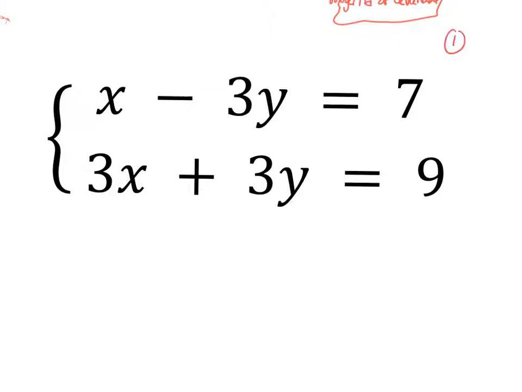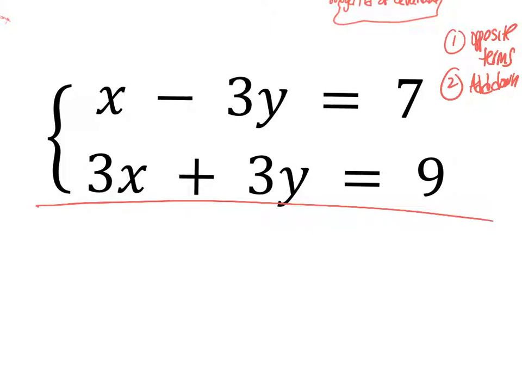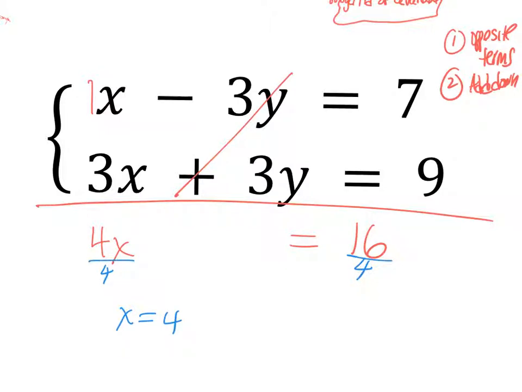Once you have opposite terms, you are going to add straight down. Literally, add the two equations. 1x plus 3x is 4x. Negative 3y and positive 3y cancels out. 7 plus 9 is 16. So you now have the equation 4x equals 16. Divide by 4, and you get that x is equal to 4.